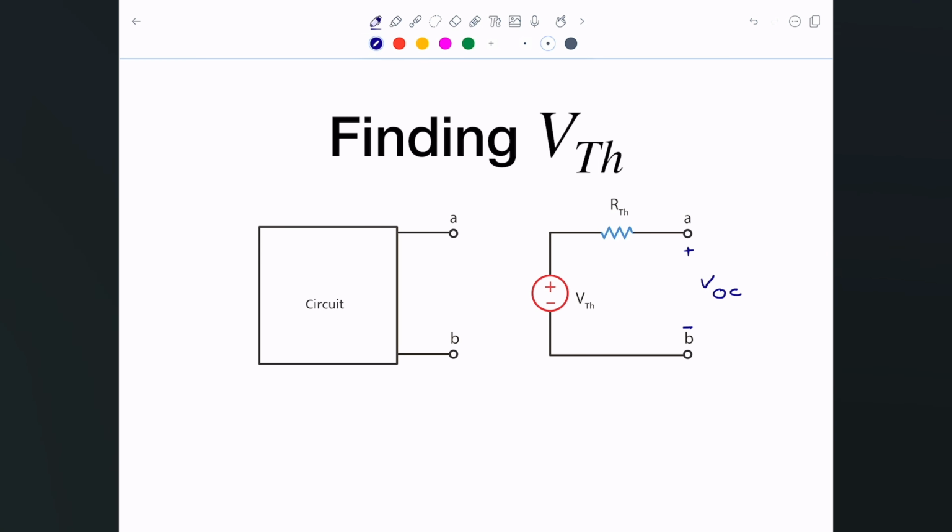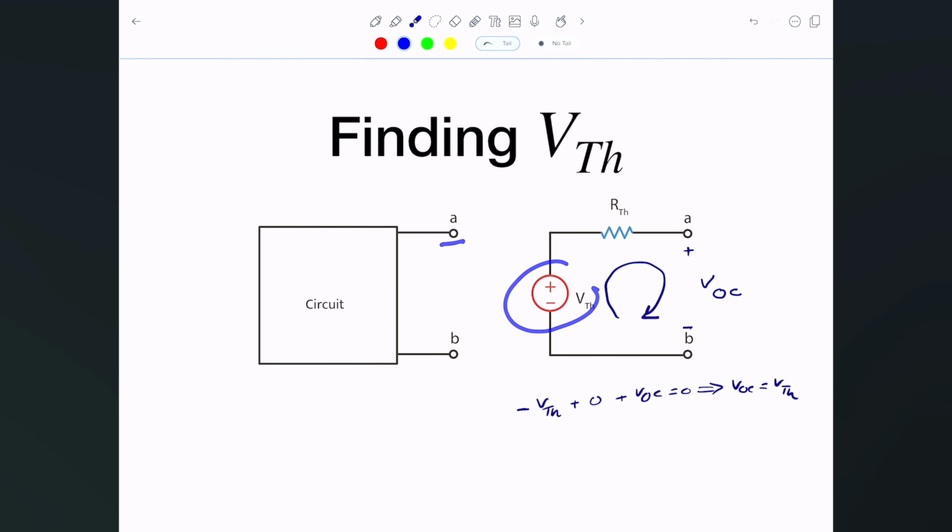Let me just prove it to you. If you write a KVL equation here, you'll end up with negative V Thevenin, that's the voltage, plus, well, we know that there's no current because the circuit is open. There's no current flowing through the R Thevenin. So that means this is 0, plus V open circuit equals 0. That tells me that the open circuit voltage is simply the same as the V Thevenin. So in order to figure out what the Thevenin equivalent voltage is, just keep A and B open, and figure out what the voltage across A and B is.